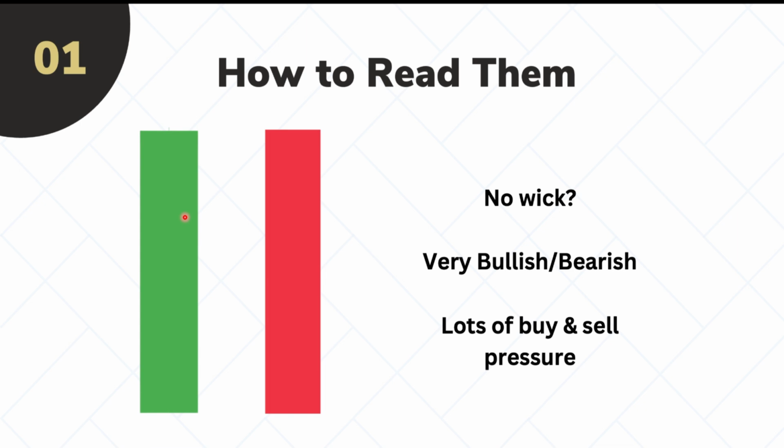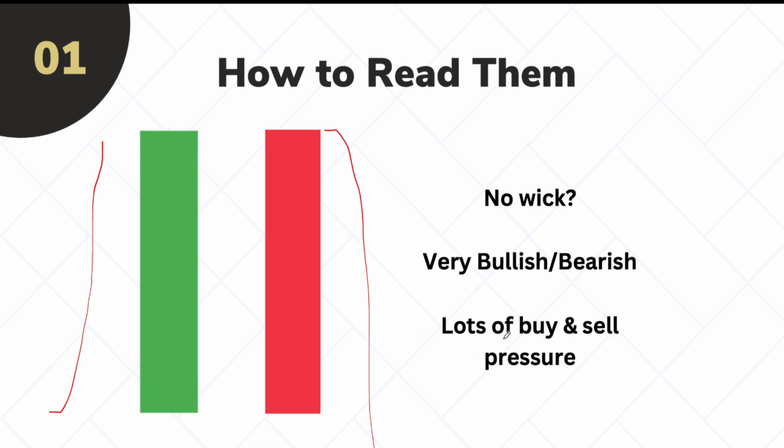If you have a green candle with no wick, that means price opened here and without going lower, it just went straight up. That means we are very bullish. The same for a red candle with no wick. We opened here and we didn't go higher. We just go boom, straight down. So that means a candle without a wick is, if it's the green one, very bullish. If it's the red one, very bearish.